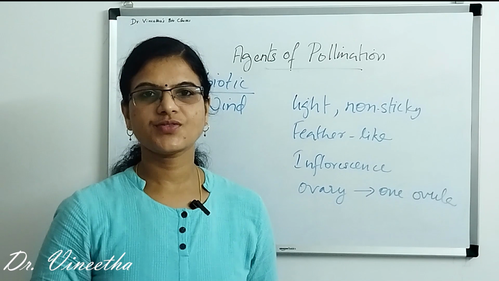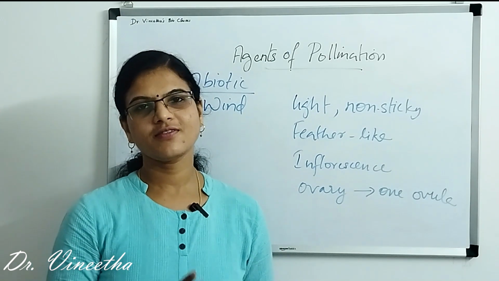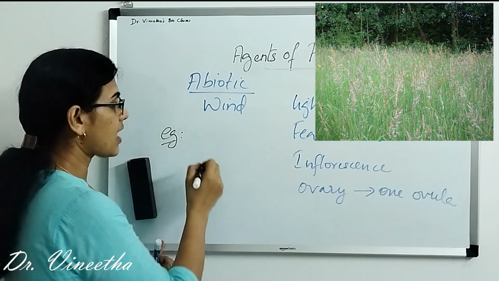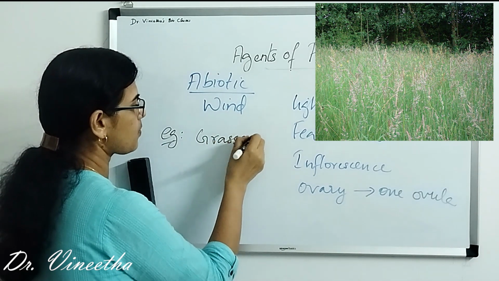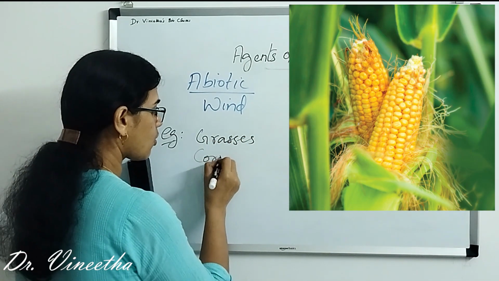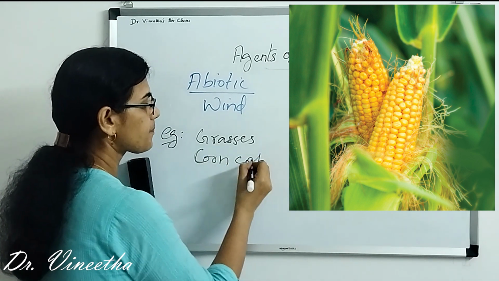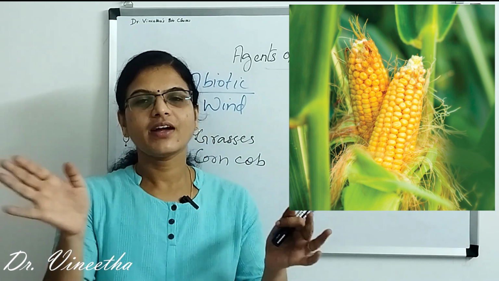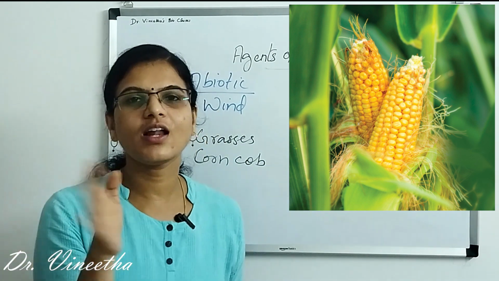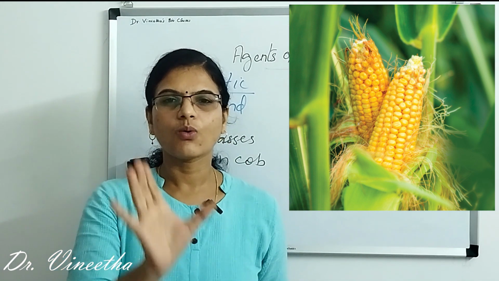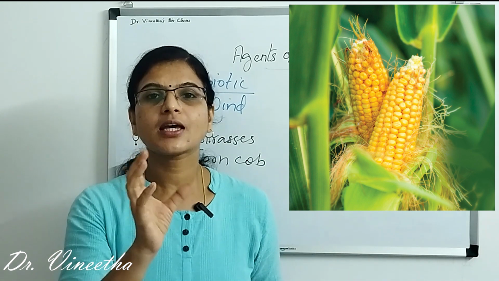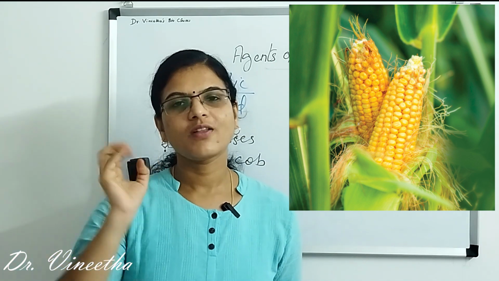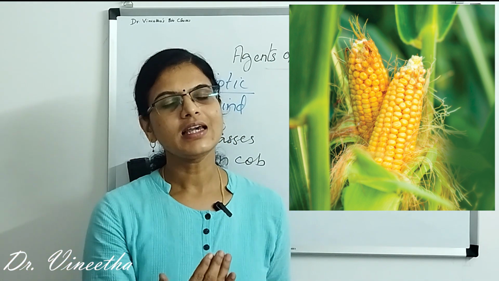So these are the characteristics of the wind pollinated flowers. Examples of wind pollinated flowers include most of the grasses. They are all wind pollinated, and the corn cob. You have seen the corn, right? And in the corn, you can see that there are some tassels which are flying all around in the wind on the cone, and that is actually the stigma and the style part of the cone. It is flying so that it can trap all the pollen grains which fly along the wind.